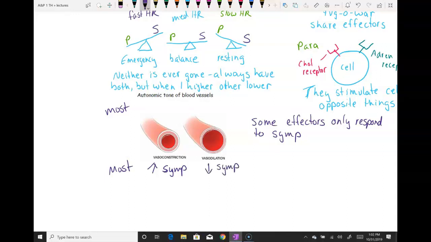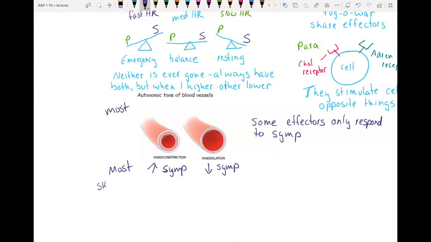For the blood vessels of your skeletal muscle, it's the opposite. When sympathetic is high, they dilate. And when sympathetic is low, they constrict.